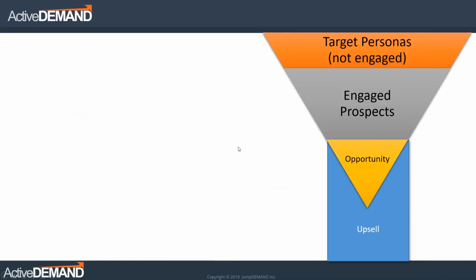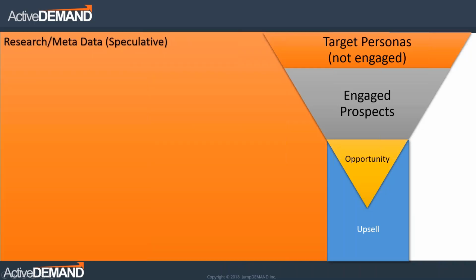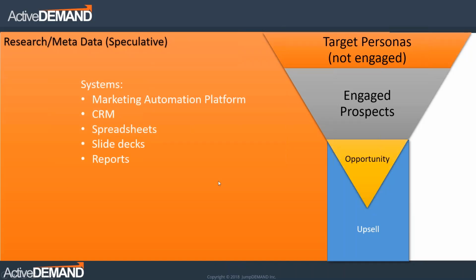So from a data perspective, if we think about a funnel, we have our targeted personas, and they're not engaged yet. It is purely speculative. We're saying this is what the buyer looks like. We're doing our research and defining who our buyers are, et cetera. So this data is typically in our maps, or in our slide decks or spreadsheets or something like that.